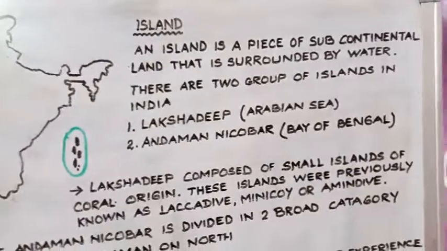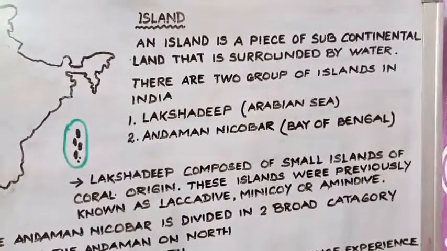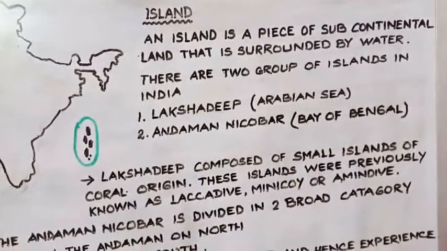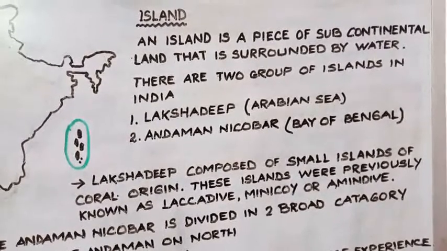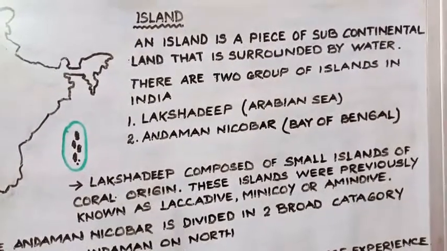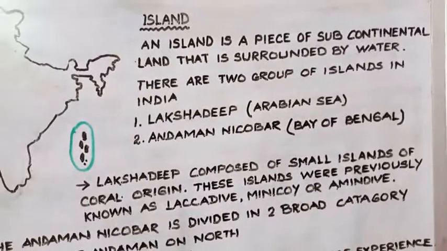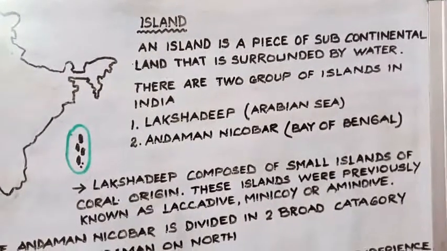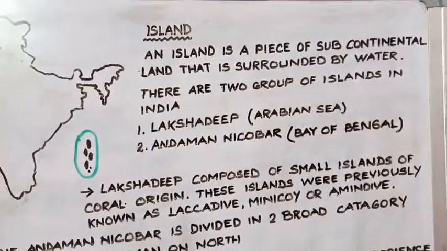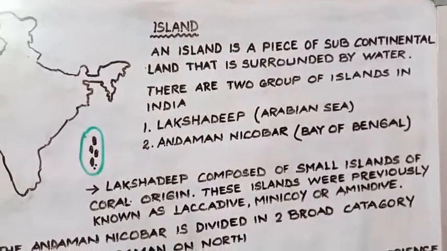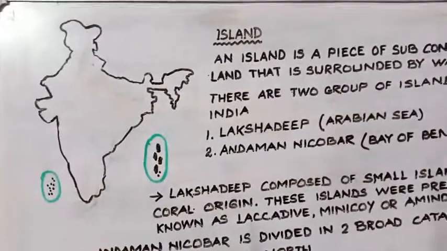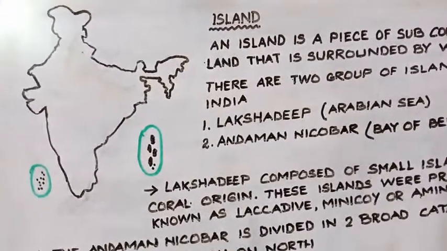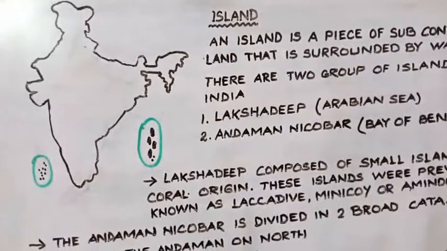Basic facts about the islands. An island is a piece of land that is surrounded by water. So a land piece that is surrounded by water from all sides is called an island. India has two groups of islands. One, Lakshadweep in the Arabian Sea, and two, Andaman Nicobar in the Bay of Bengal. So in the map you can see that towards your right hand side you have Andaman Nicobar, and towards the left you have Lakshadweep.